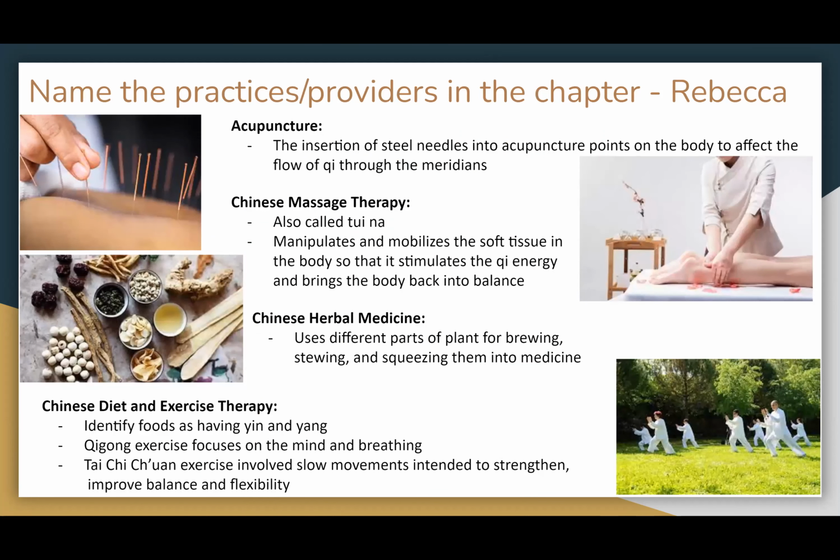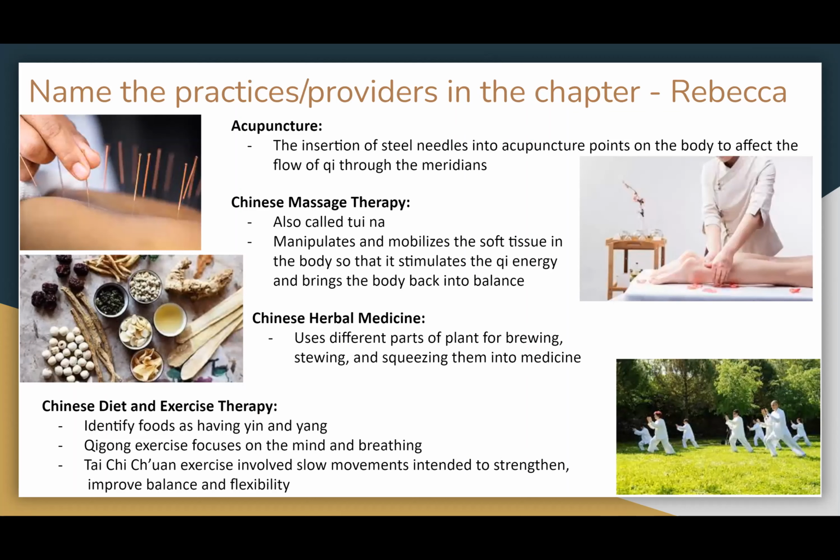So there are 4 main practices for traditional Chinese medicine. The first one is acupuncture, which inserts steel needles into acupuncture points on the body to affect the flow of qi through the meridians. Next is Chinese massage therapy, also known as Tui Na. This form of therapy manipulates and mobilizes the soft tissue in the body so that it stimulates the qi energy and brings the body back into balance.